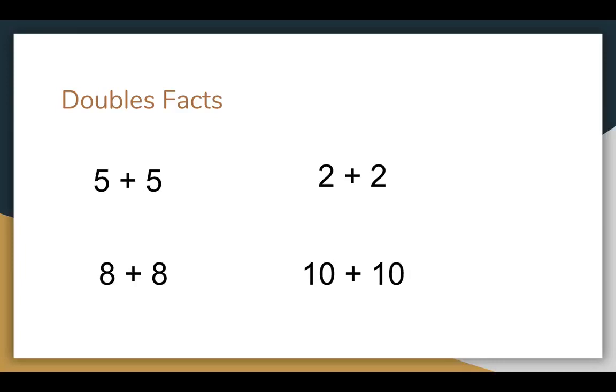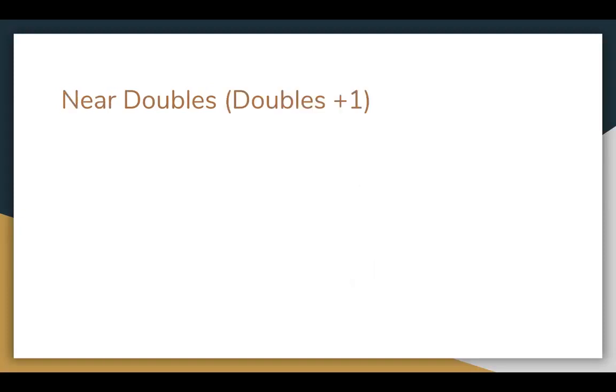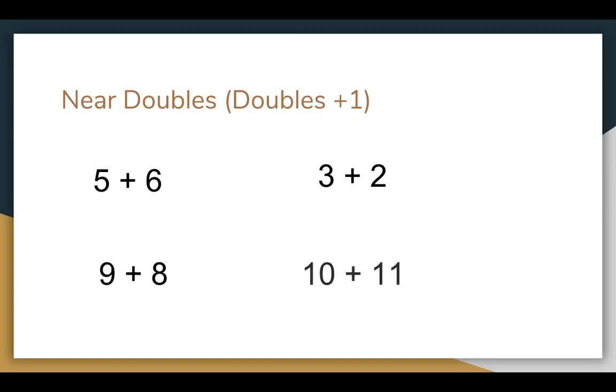Now that we reviewed what doubles facts are, we're going to learn about near doubles, or doubles plus 1. So here are some examples of doubles plus 1 or near doubles. 5 plus 6, 3 plus 2, 9 plus 8, and 10 plus 11. These are near doubles or doubles plus 1 because it's 1 away from the doubles fact. We can look at the lower number, add 1, and have the sum.